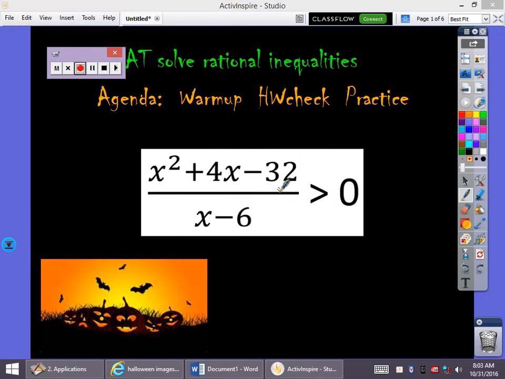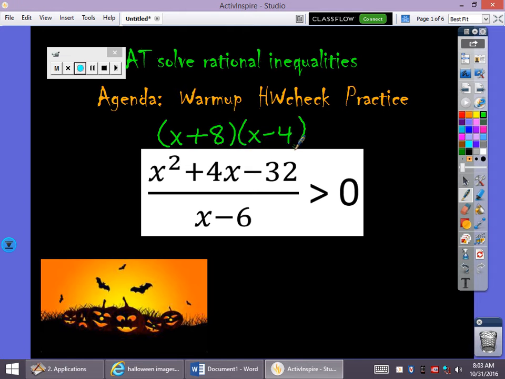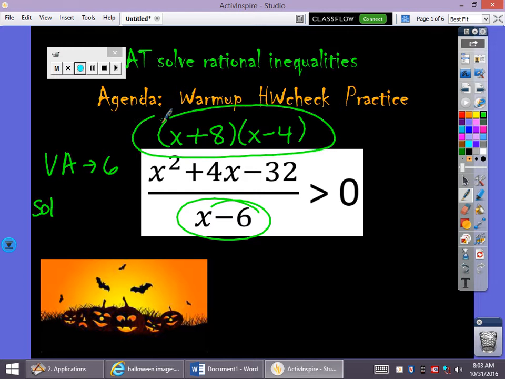Okay, so we're going to pick up with rational inequalities. What's the first thing I'm going to do with this problem? Factor. And when I factor, I get x plus 8, x minus 4. Okay, so I need to know my vertical asymptote, and I need to know my zeros. So what is my vertical asymptote? My vertical asymptote is 6. Okay, so VA is 6. And my zeros, or my solutions, come from this. What are they? Negative 8 and 4.